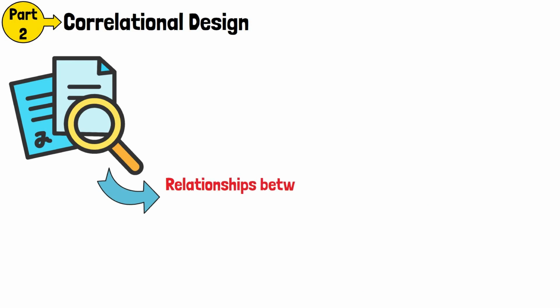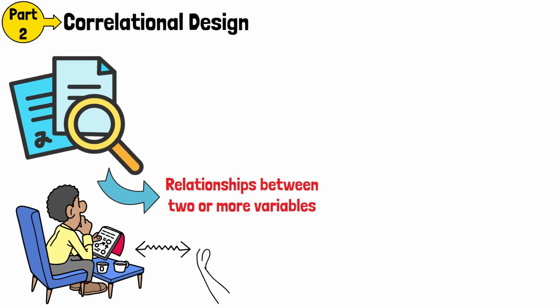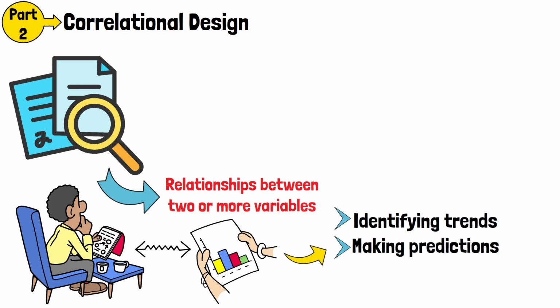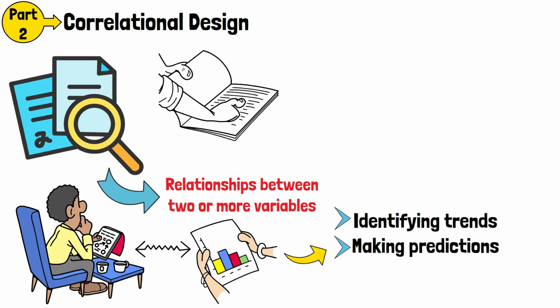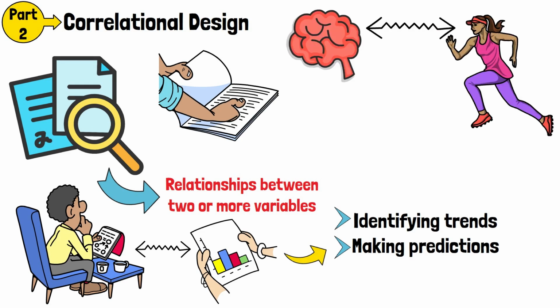Part 2. Correlational design. Correlational research examines relationships between two or more variables, assessing how changes in one variable relate to changes in another. This design is particularly useful for identifying trends and making predictions. For instance, a study might investigate the relationship between exercise frequency and mental health scores.